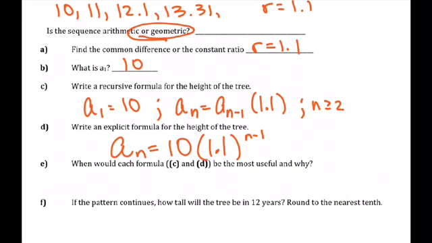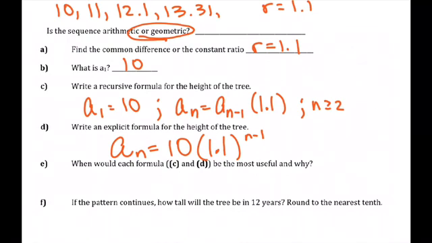Donna? So I think that C would be more useful when you know like the one before. Yep. And in case you didn't hear her, she said C would be more useful when you know the one right before. Okay? And then the explicit formula would be better if you don't know the number that comes before the one you're looking for.